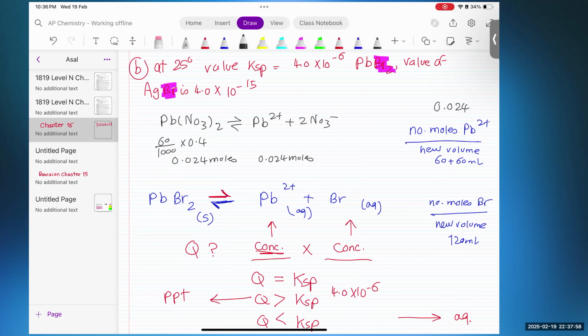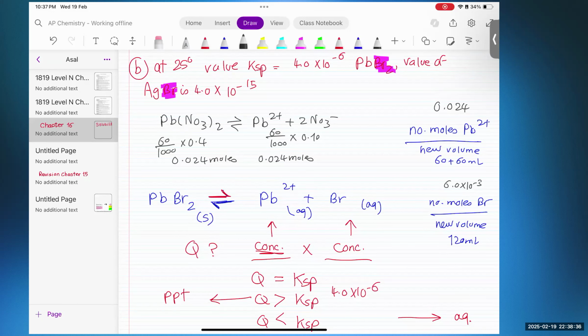Which values do I use? The concentration and the volume of sodium bromide. How much is the concentration of NaBr? 0.100, it's written, multiplied by 60 over 1000. So 6 times 10 to the power of minus 3. This is the number of moles of bromide. There is only one source of bromide, so the silver bromide is not related to part A. It is only there to confuse us.